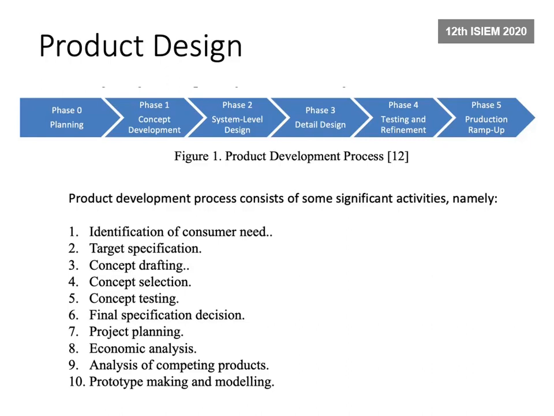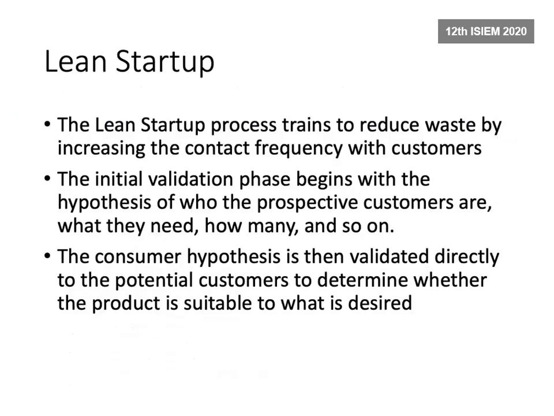The product development process consists of some significant activities. Starting from the first one, identification of customer needs. Second, the target specifications, and the next one is concept drafting. After that, concept selection, concept testing, final specification decisions, project planning, economic analysis, analysis of competing products, and the last one is prototype making and modeling.